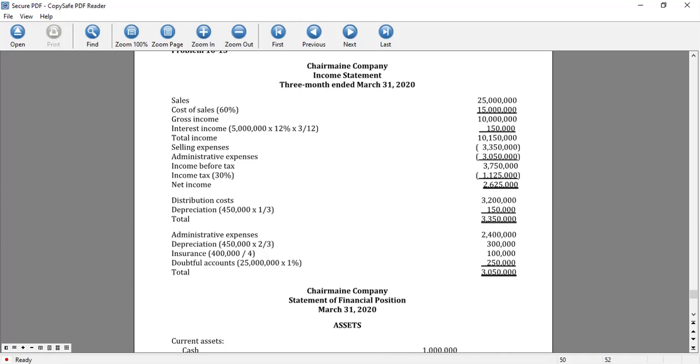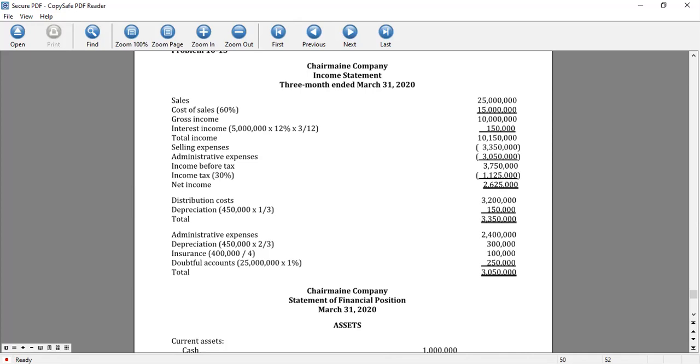Depreciation. The cost of the building and equipment is 18 million. Of 18 million, we divide it by 10 years, so we get 1.8 million for 1 year. 1.8 million for 1 year divided by 4, because we have 4 quarters in 1 year. That's why you have 450,000. That's good for the quarter only, so 3 months. Then we multiply it by one third, allocated to distribution, and two-thirds to administrative.